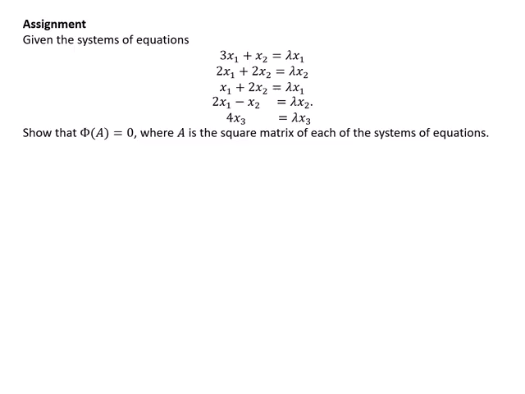So show that phi of A is equal to 0, where A is the square matrix of each of the systems of equations. So you have the first two equations, they are the first problem. Then the second three equations, they are the second problem. So you solve it to show that phi of A is equal to 0.